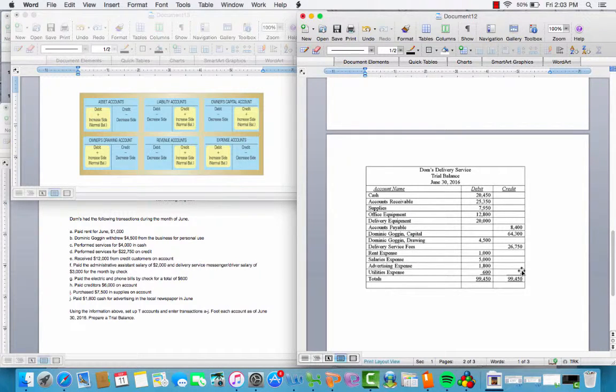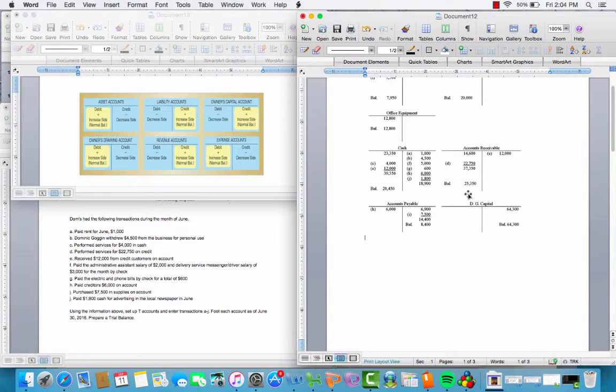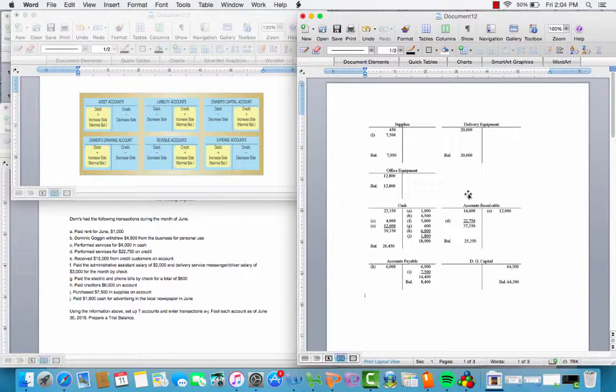So we want to look at what the final balance is. For example, cash, remember, the final balance in that cash account was $24.50. If we scroll back up, we see that we have a balance here of $24.50.